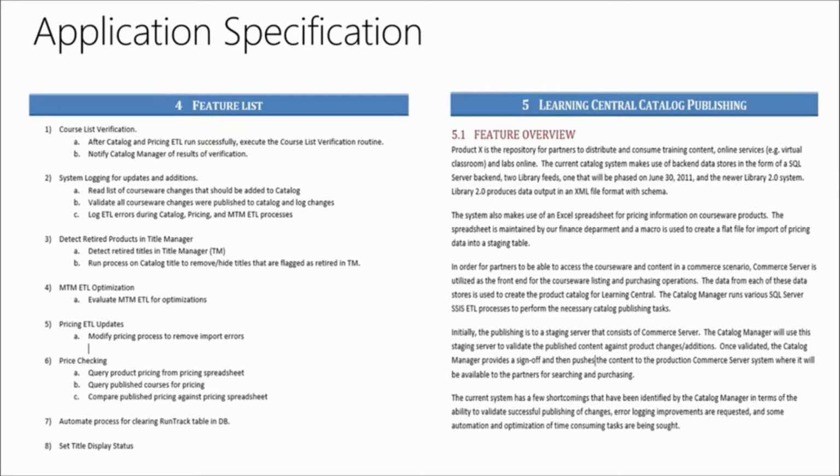We see as a part of that, there are three different aspects. We need to get the product pricing from a spreadsheet. Now, in this case, it was from a spreadsheet, but it could be from any other data source. We want to take a look at all of the courses that we published on that system and pull the pricing back from that. And then we need to do a price comparison. It's just a validation routine to make sure that what we have set in our pricing back end is reflected on the pricing front end.